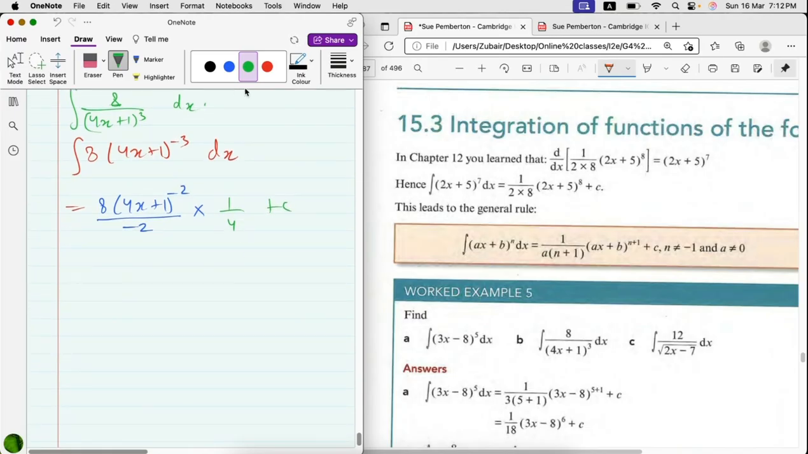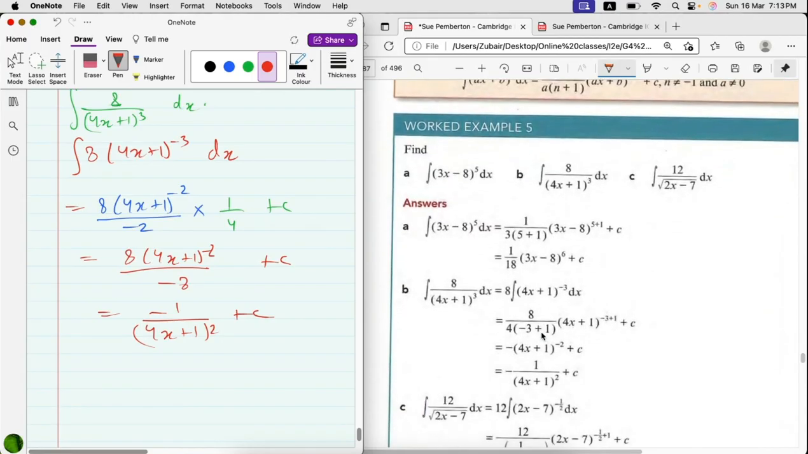Now I'm going to simplify it. 2 would cancel out with that 8, and this 4 will also cancel out with that 8. So 8 times (4x plus 1) to the minus 2 over minus 8, plus c. So that's actually minus 1, and that power is negative, so (4x plus 1) power becomes positive in the denominator, plus c. Done. Thank God.